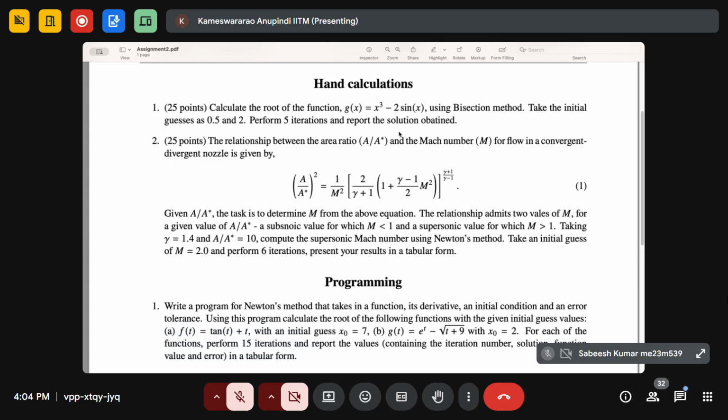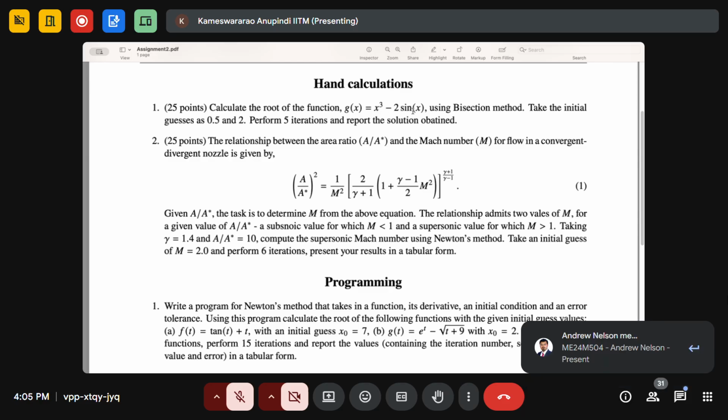Say it again. 0.5 multiplied by 180 divided by pi. That will be radians, right? You can do that, but then that will only go for the sine of x. X cube will still be 0.5. That's what I'm telling you. I'm talking about sine of x only. Otherwise, you can use the sine function in radians, then you can directly give 0.5.